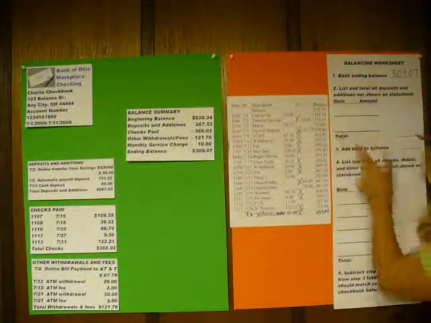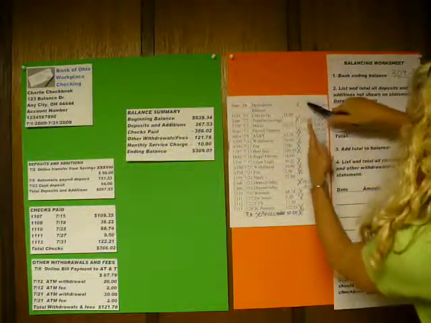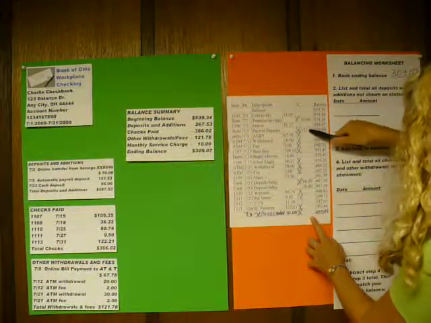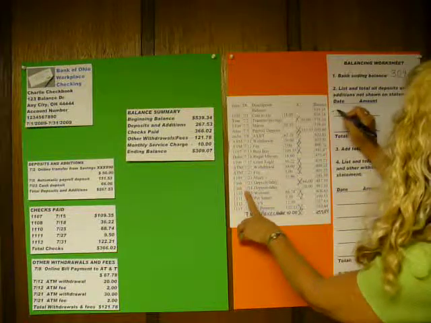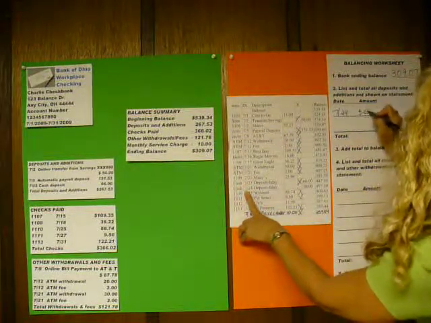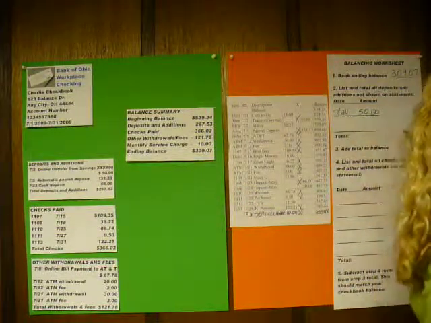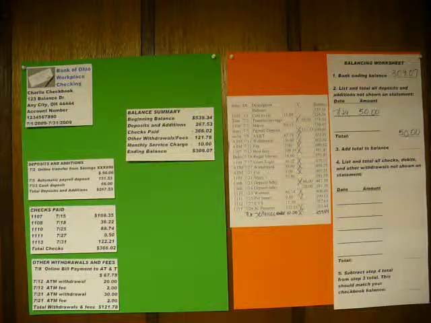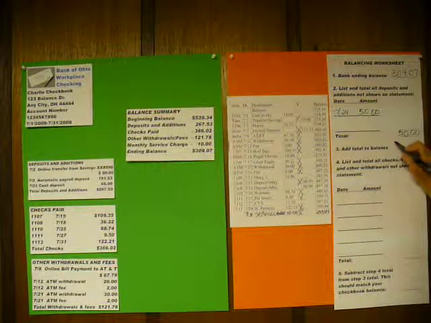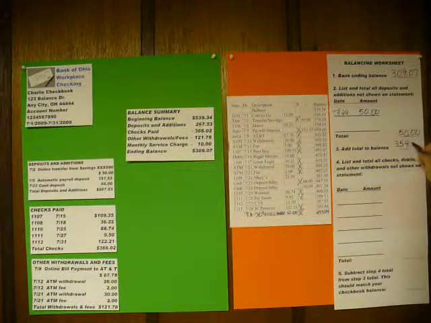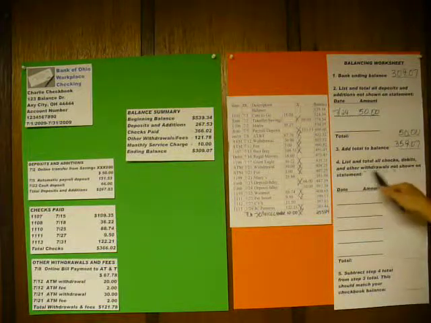So now, in this first section, anything that's a deposit that's not checked off, we're going to write here. I'm going to look in my plus column. This one's checked off, this one's checked off, this one's not checked off. That was for 7/24, $50. So I'm going to list that one on there. There's no other one, so my total is $50 here. Next, I'm going to add the bank ending balance and my $50, which comes out to $359.07.